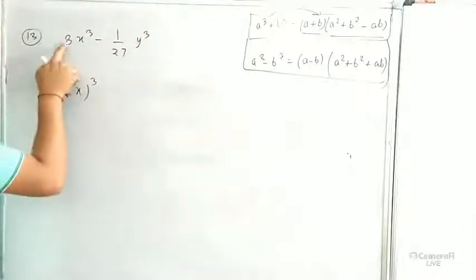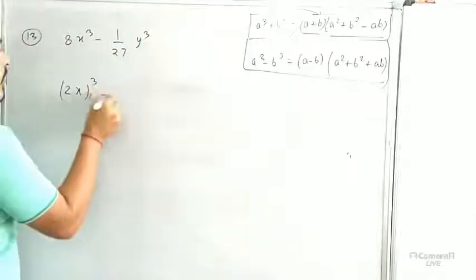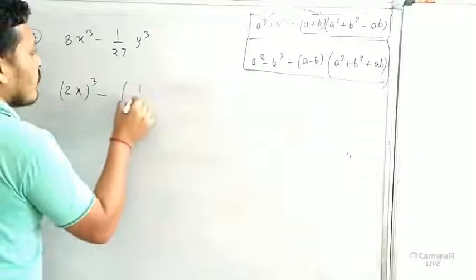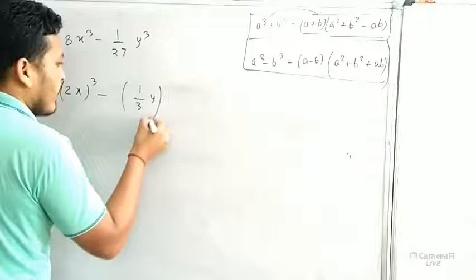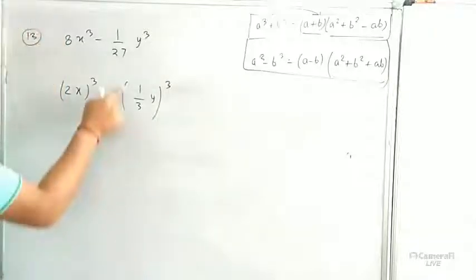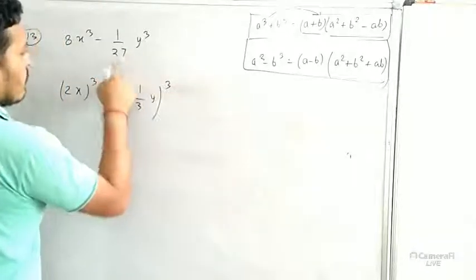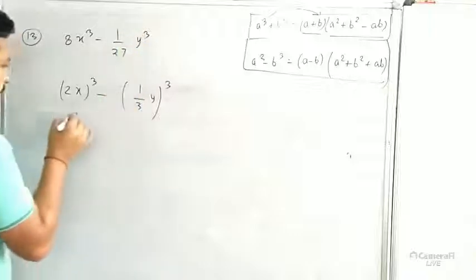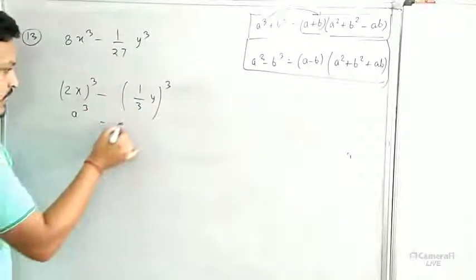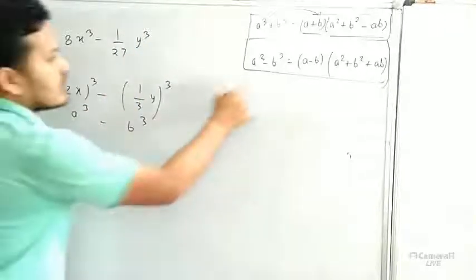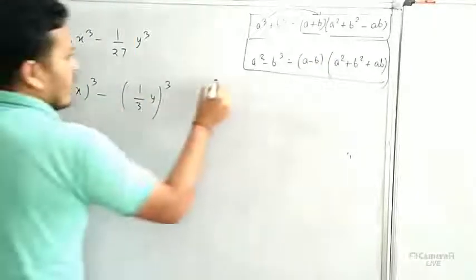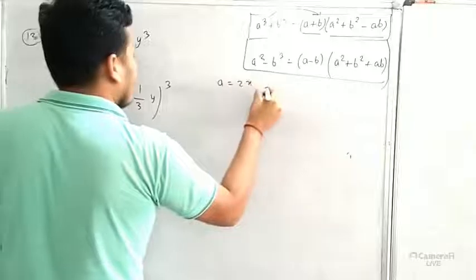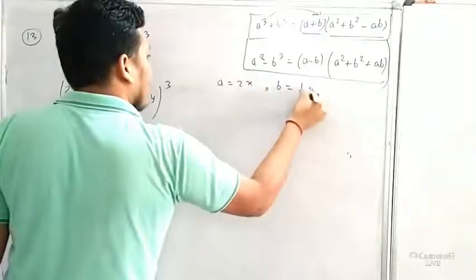So 2 whole cube is 8, x whole cube is x cube, minus, same situation. What is the cube root of 1 by 27? It is 1 by 3, and y is y, and the outside power is 3. Check: 1 is 1, 3 to the power 3 is 27, and y cube is y cube. So this is a cube minus b cube, where a is equal to 2x and b is equal to 1 by 3 y.